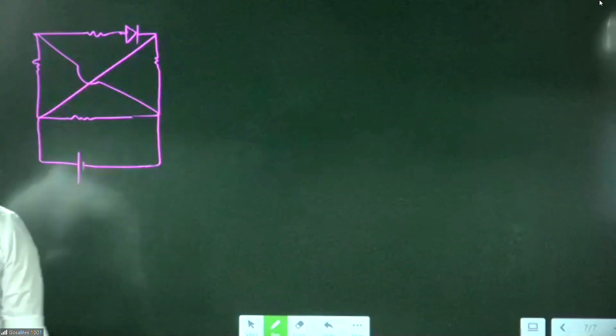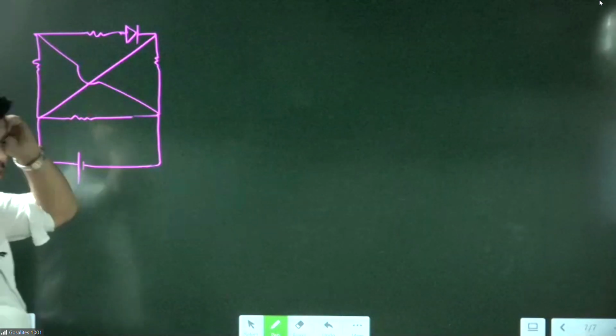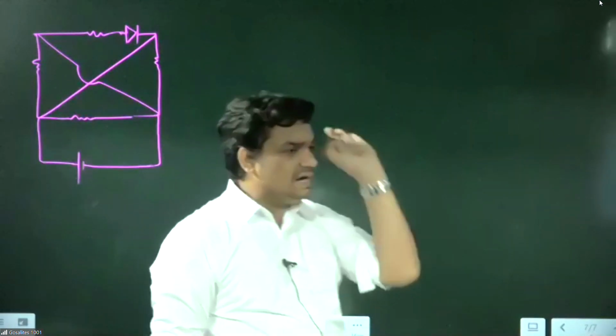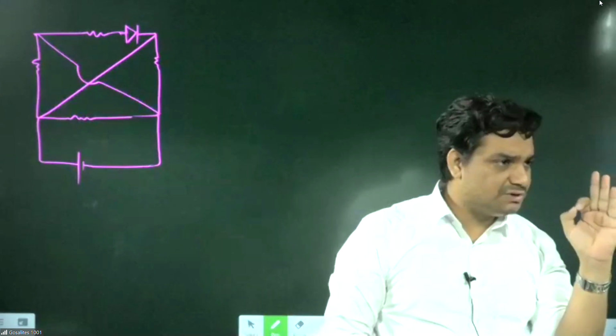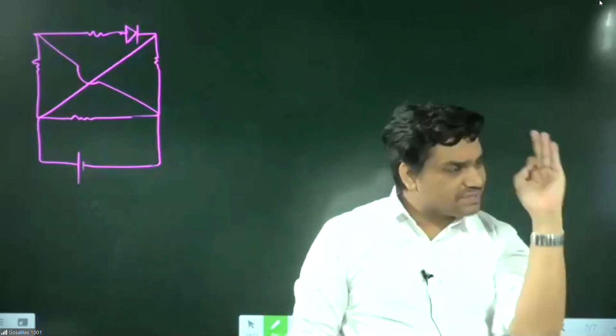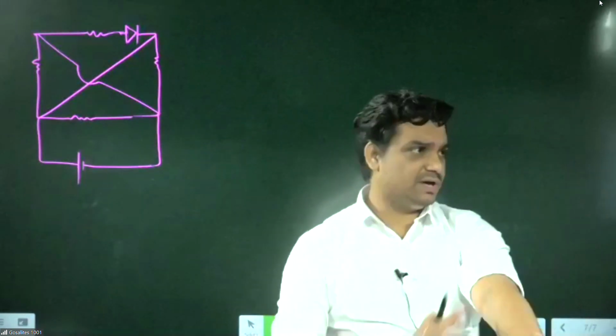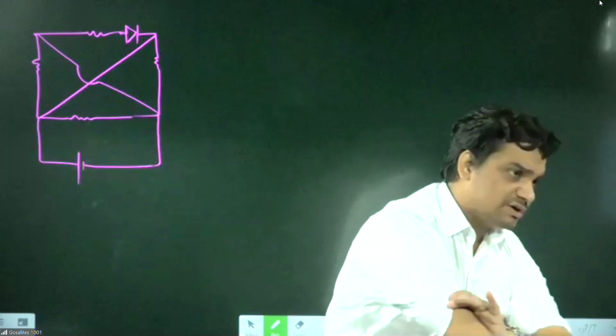Now the questions are identical. You need to just identify which one is forward and which one is reverse. When nothing is given, then it is taken as ideal. If I don't tell about your diode, then the diode is considered as always ideal. Otherwise, I will specify silicon or germanium.